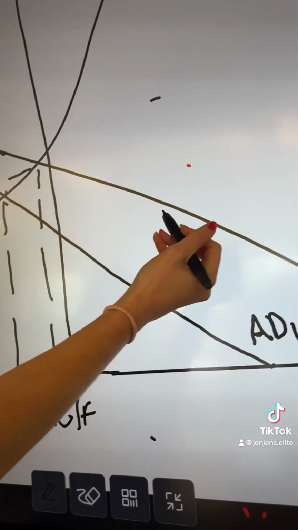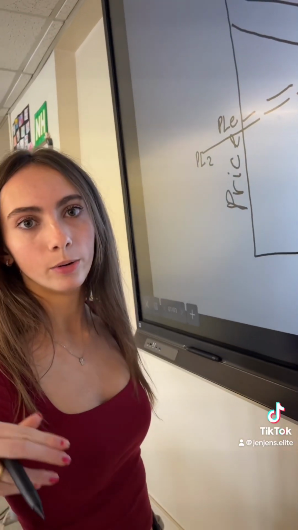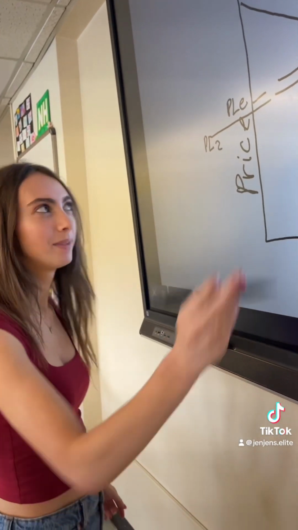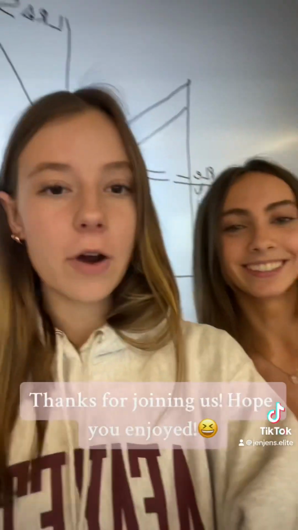So, with the government raising income taxes, that causes the AD to shift to the left, which means that people are less willing to purchase things in the economy, and that causes the price level to go down as well as real GDP.